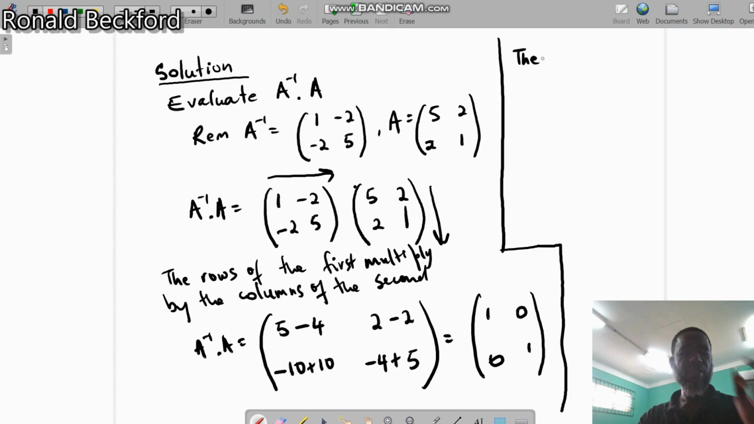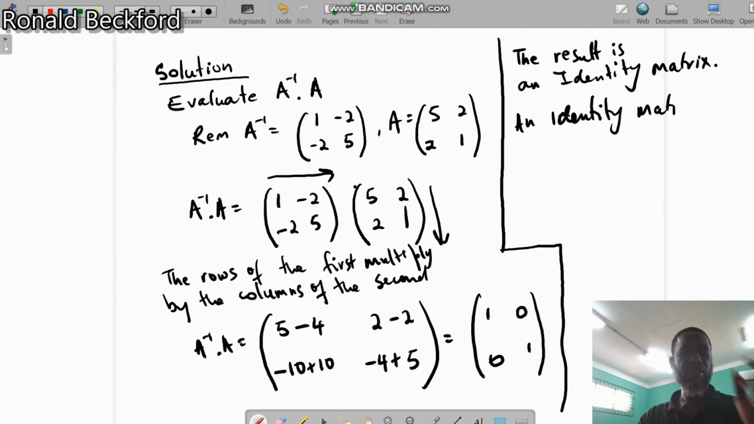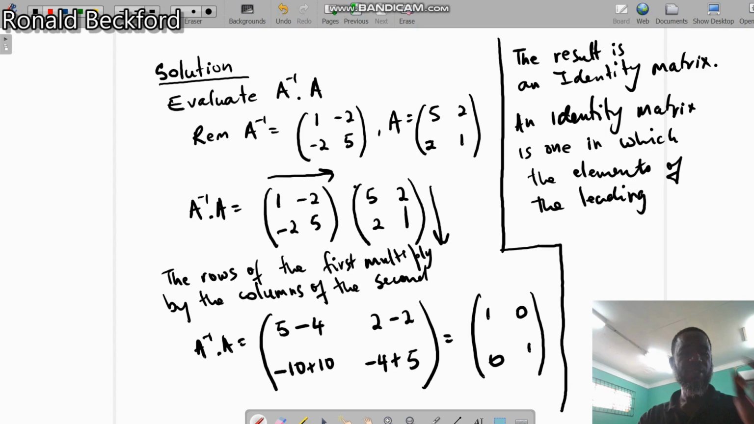So the result is an identity matrix. An identity matrix, the elements of the leading diagonal are 1. So what can we conclude then?